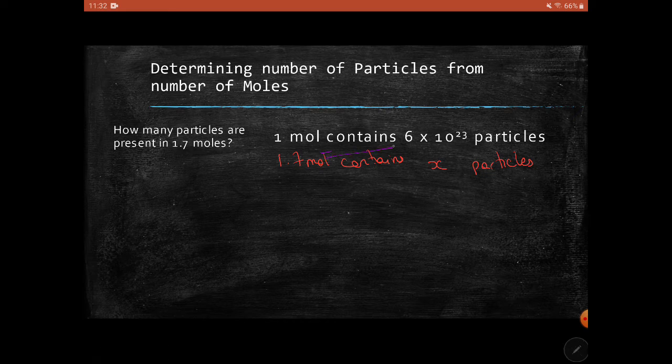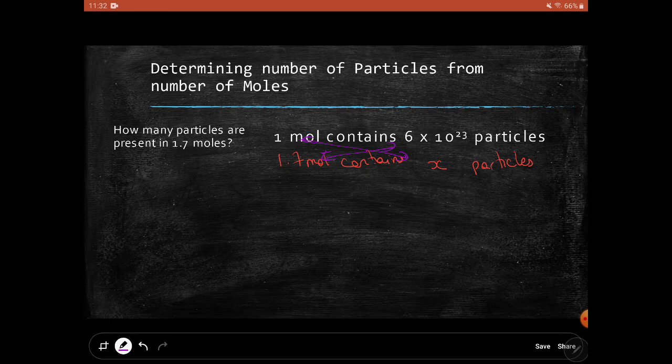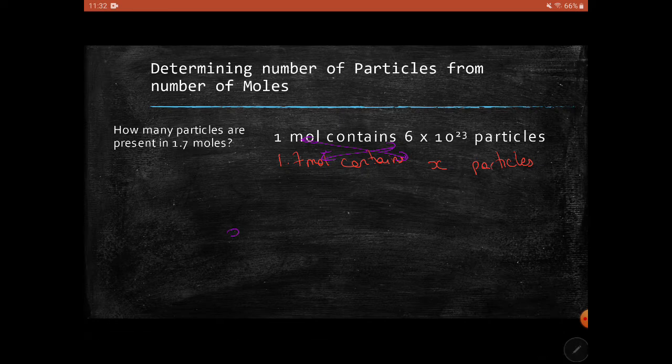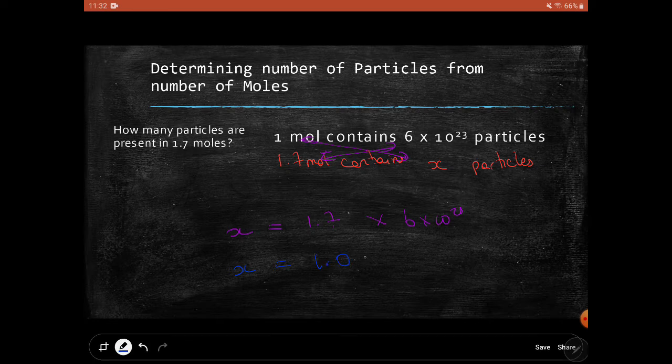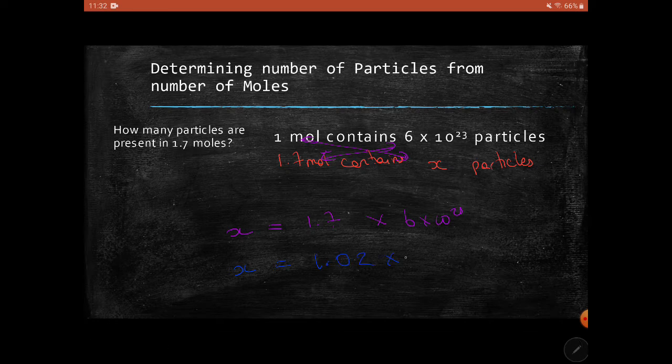We would again cross multiply, and the result would be x is equal to 1.7 times 6 times 10 to the 23. That gives 1.02 times 10 to the 24 particles.